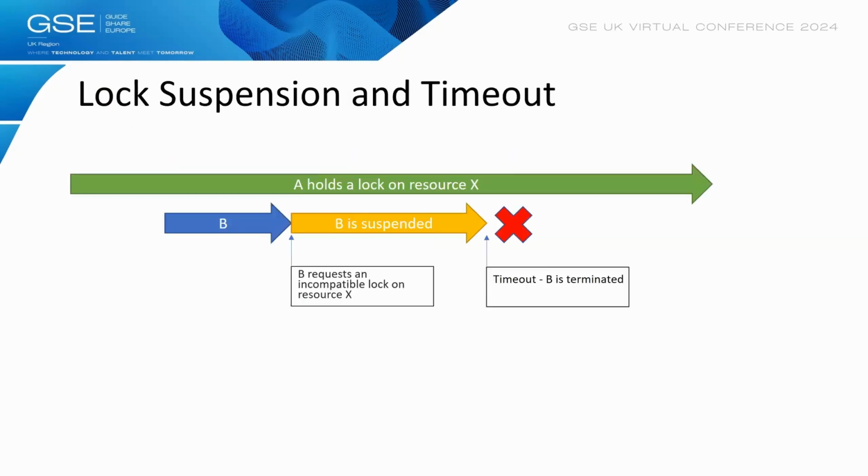So this is the visualization of what I just said. Let's say I have this on top, the green one, it's the transaction A that holds a lock on resource X, and then transaction B at the bottom starts and wants to request an incompatible lock on the same resource. So B is suspended for some period of time. And then if it's waiting too long beyond the timeout interval, B is terminated. So this is the timeout problem.